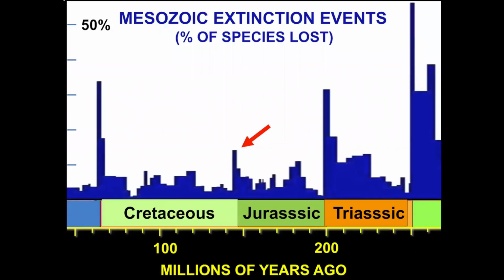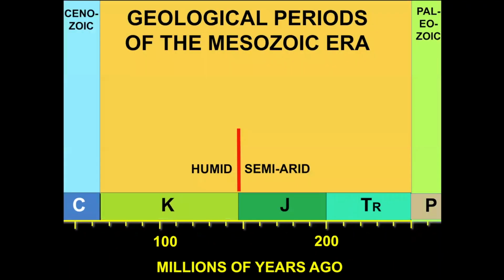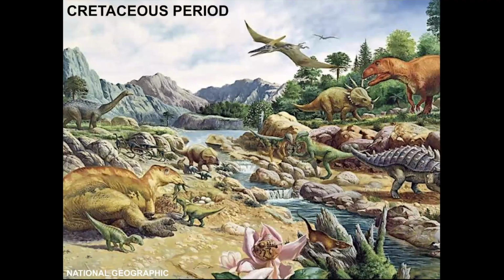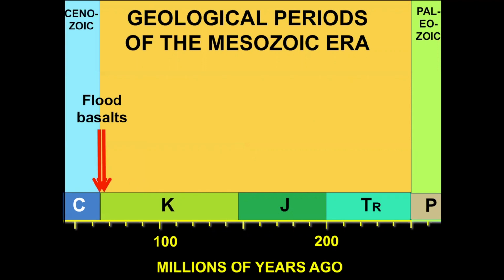The Jurassic may end with an extinction, although there's some debate about how significant that extinction really was. But there does seem to be a change from rather arid, semi-arid conditions to the more humid conditions of the Cretaceous. But the Cretaceous got pretty warm. Equatorial Atlantic water was 15 to 17 degrees Fahrenheit warmer than it is at present, which is really warm. But overall, it was a great time to be a dinosaur until the very end, 65 million years ago.